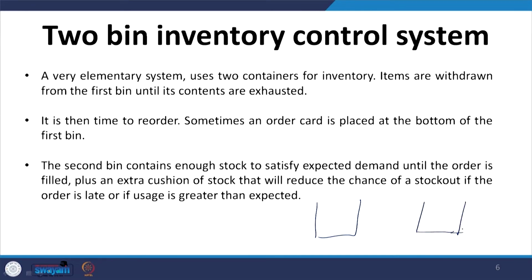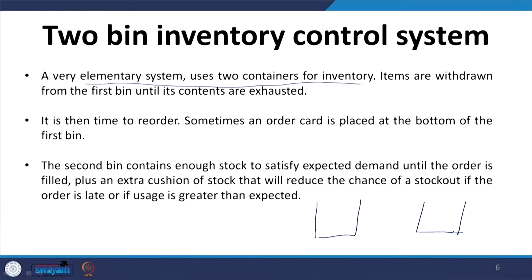Here we have 2 separate bins. In one bin we have the quantity from which we are regularly using our material. So, a very elementary system uses 2 containers for inventory. Items are withdrawn from the first bin. So, this is the first bin, this is the second bin. You will continuously use items from your first bin till the contents are exhausted, till this is totally empty.